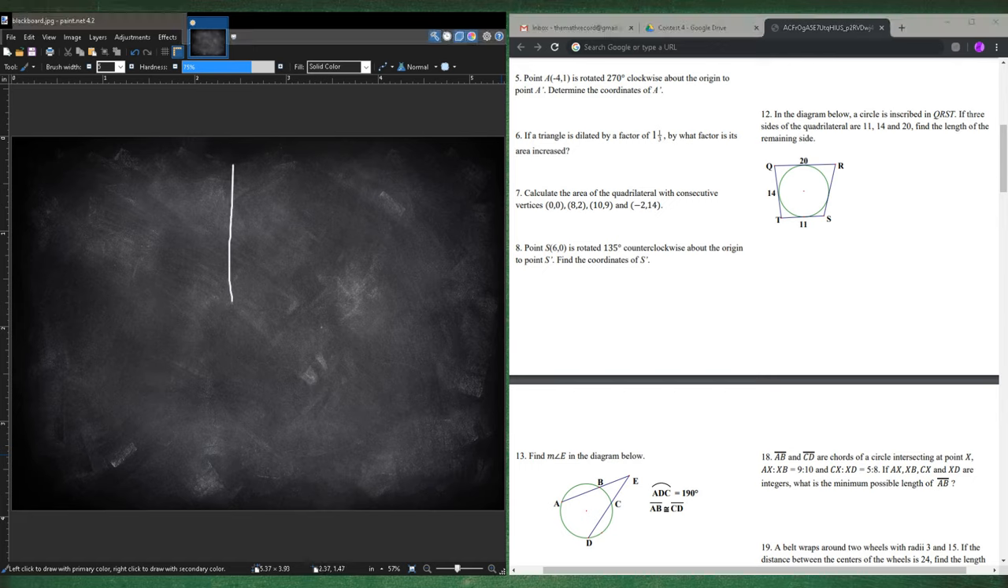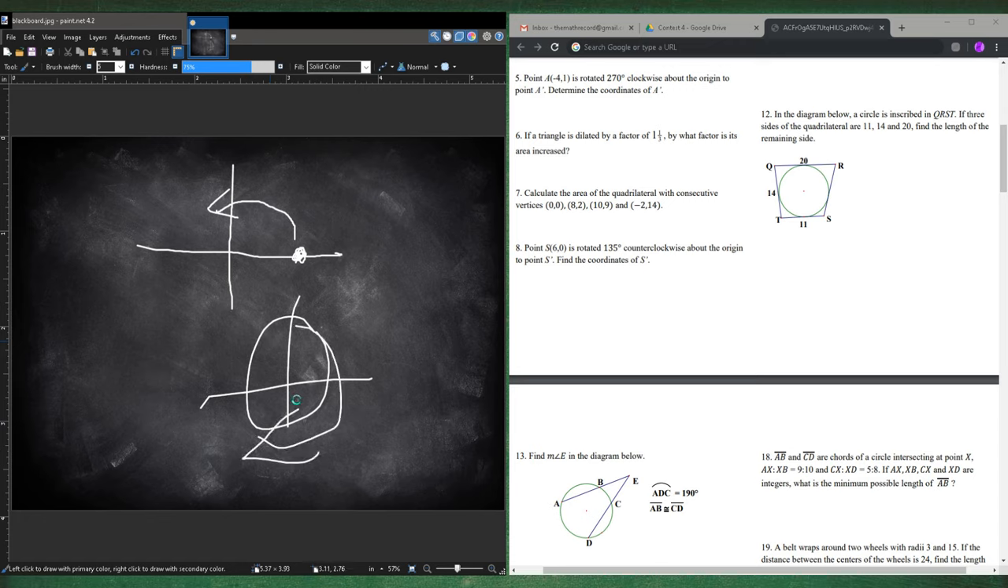So we're going to have to draw a diagram, and you have 6, 0 right here, and you have to go counterclockwise. So this way is clockwise, so counterclockwise is this way. You just have to think about a clock. So clockwise, counterclockwise, you know. So basically, you're going to go 90 degrees. So we're going to do the same method again. So basically, you have 6, 0.